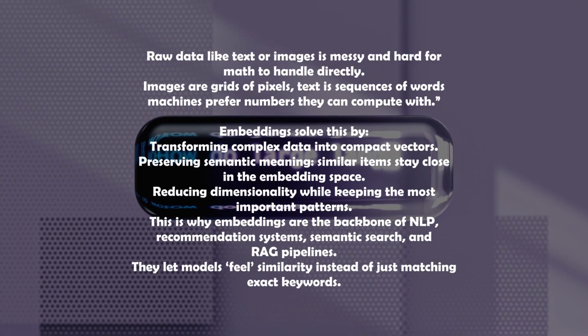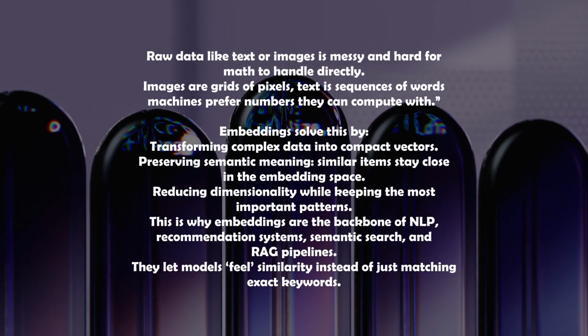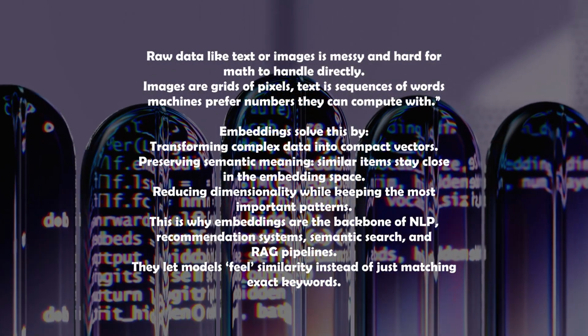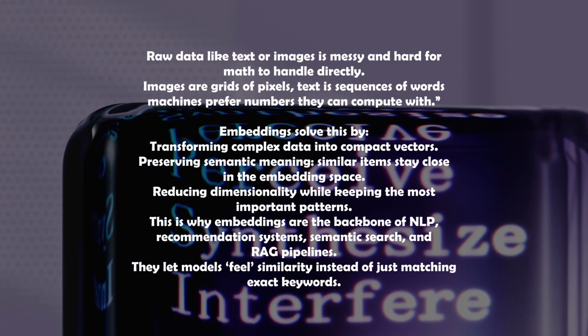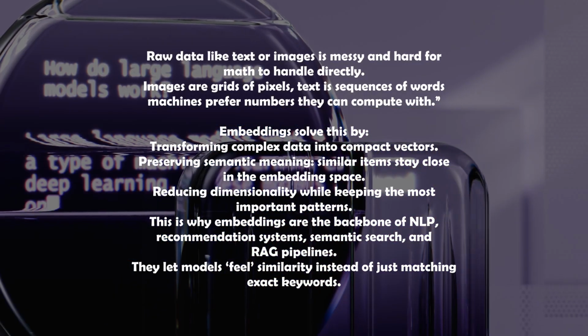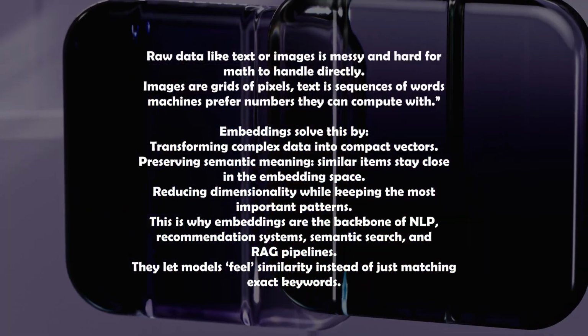Why do we need embeddings? Raw data like text or images is messy and hard for math to handle directly. Images are grids of pixels. Text is a sequence of words. Machines prefer numbers they can compute with.